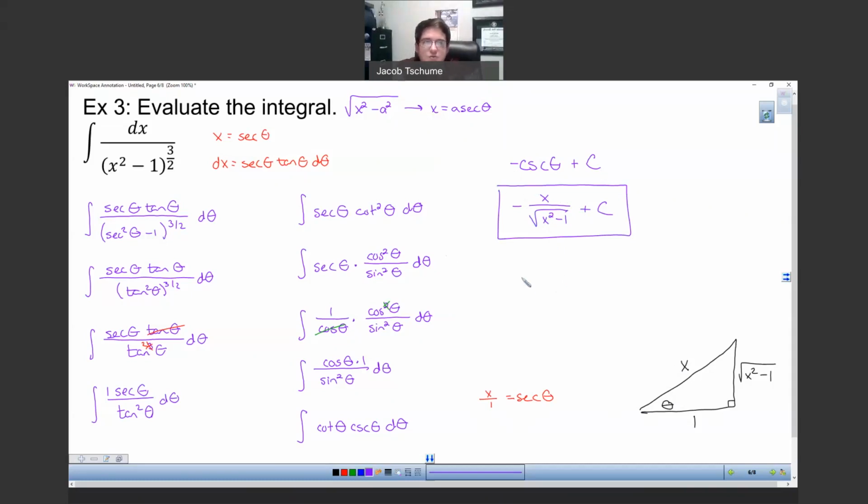So that is how you could do a problem with a secant substitution. You substitute your value, and then you have to do a little bit of manipulation to eventually get to something you know how to integrate. That's always the goal.